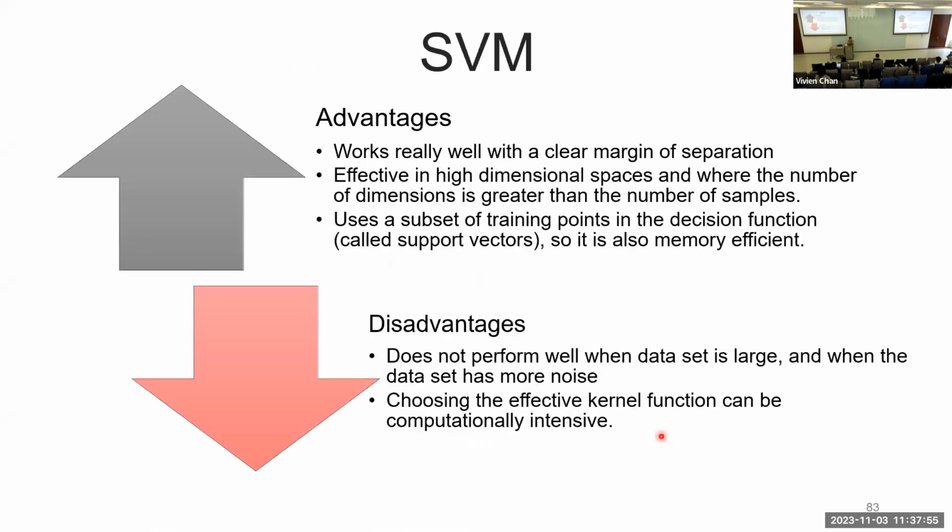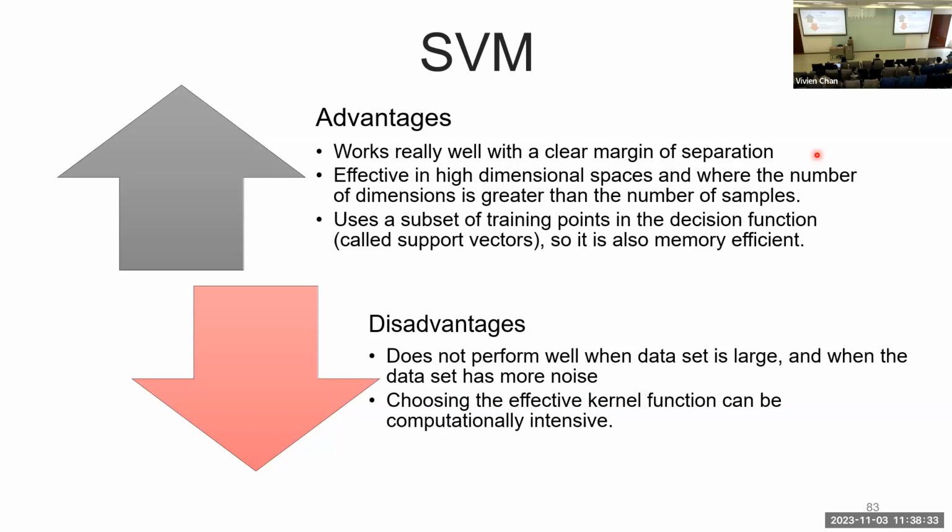For SVM, as I said, it is also a very commonly used machine learning method. One of the reasons is that it works very well if you have a very clear decision boundary for the classes. In a way, it is very effective if the dimensionality of the data set is huge.